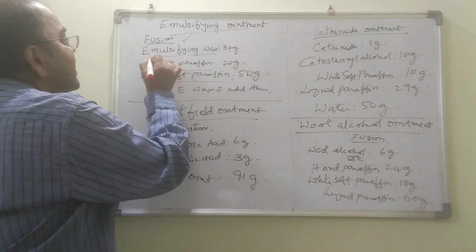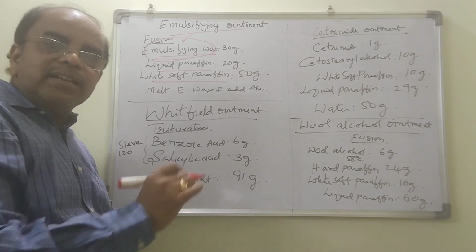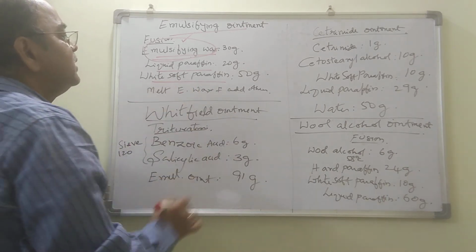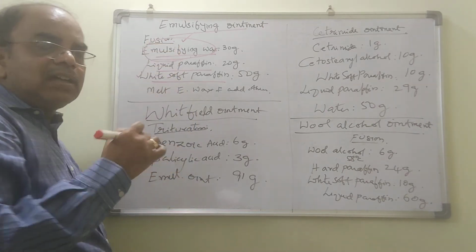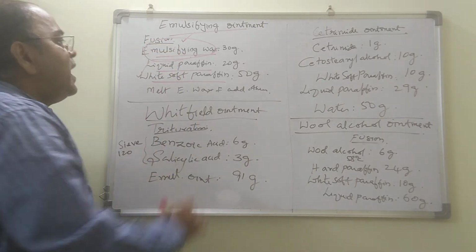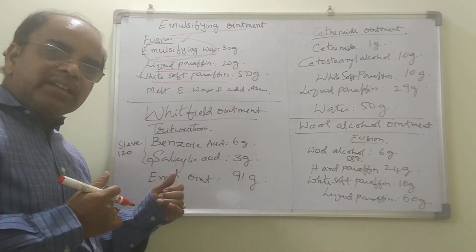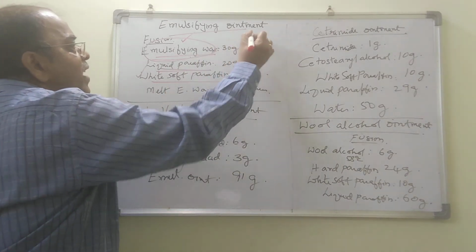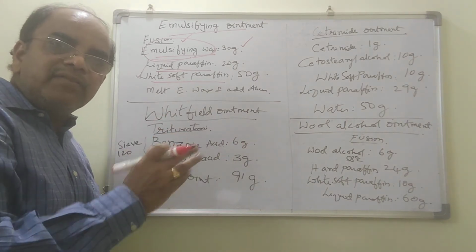First of all, take the emulsifying wax, start melting at a temperature of about 50 to 60. Then after that you add the white soft paraffin and mix the ingredients, and finally you add the liquid paraffin. This is the decreasing order of the melting point. First one, emulsifying wax, take in a beaker and melt it in the water bath.